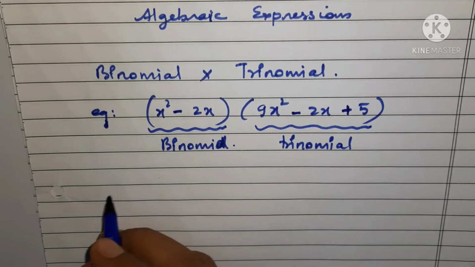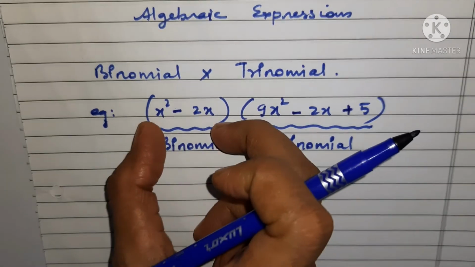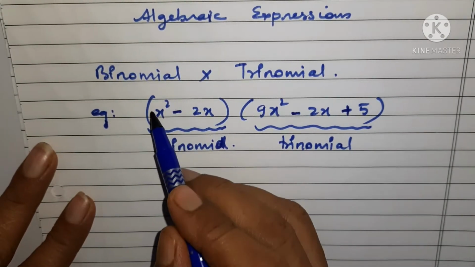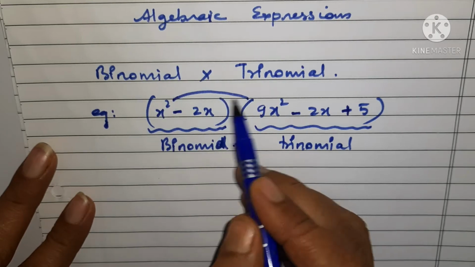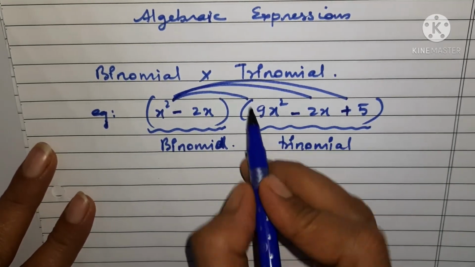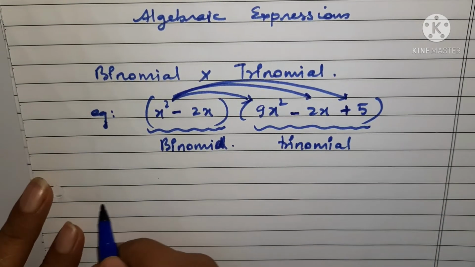Now let us start multiplying. What we will do, we will open the first bracket. We will break this bracket, and what will we do? We will multiply its first term with every term, all the terms of the second bracket. Let us see how to do it.